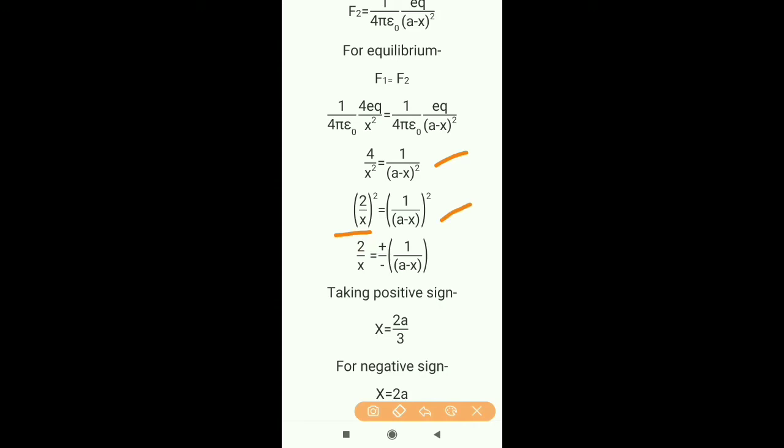After simplification, if you take the square root here, 2 by x is equal to plus minus 1 upon (a - x). Because it is a quadratic equation, you will get two values of x. So when you take the positive sign, you will get x is equal to 2a by 3. And when you take the negative sign, in that case you will get x is equal to 2a.